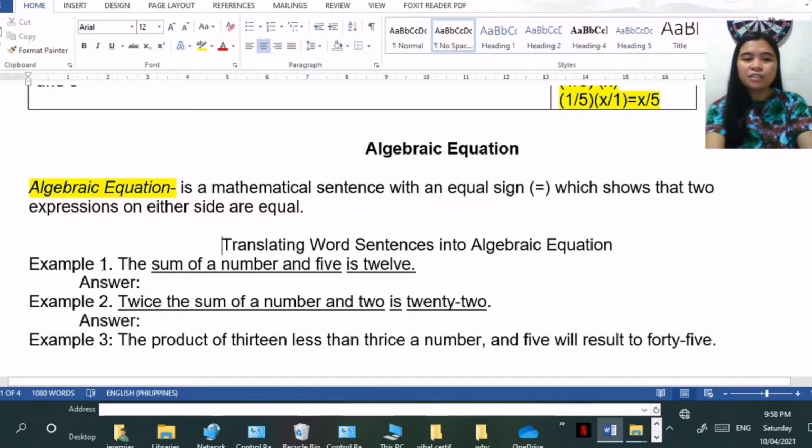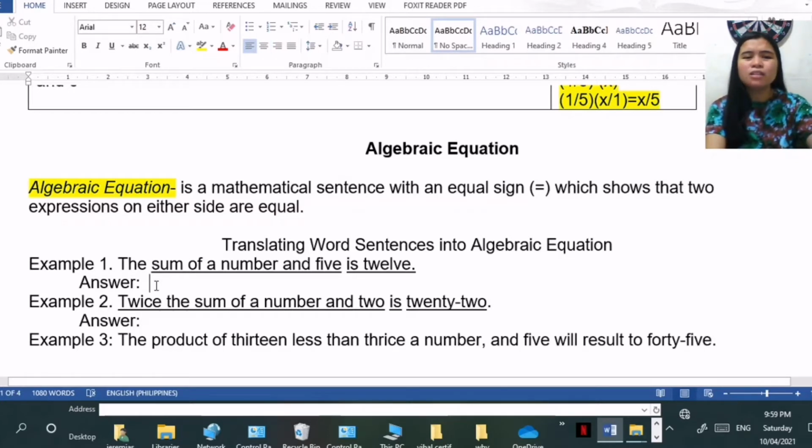Ayan. So, we have here, number 1 example. The sum of a number and 5 is 12. Kaya nga po, di ba, diniscuss ko kanina yung mga words na nagdi-describe ng equal sign. So, we have here the word is. Ibig sabihin, equal sign ang is na to. But before that, we are going to translate the given word phrases into algebraic equation.